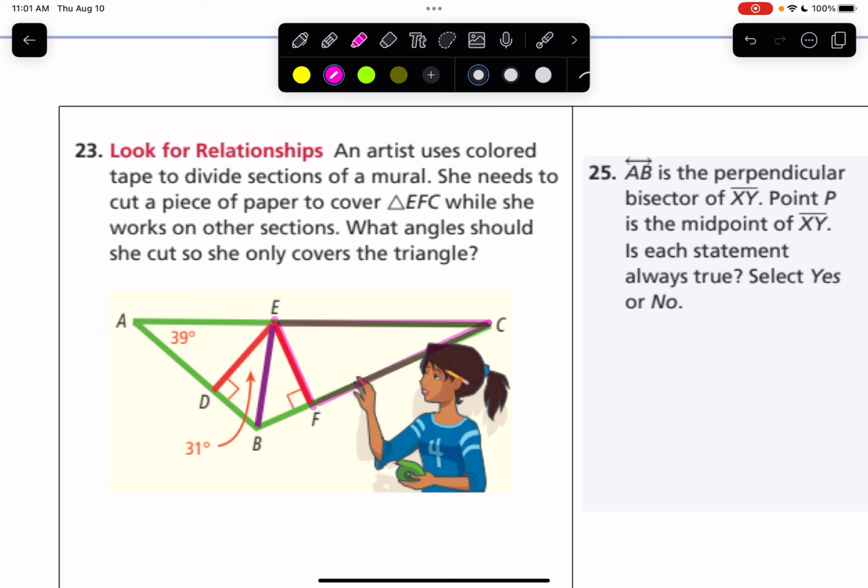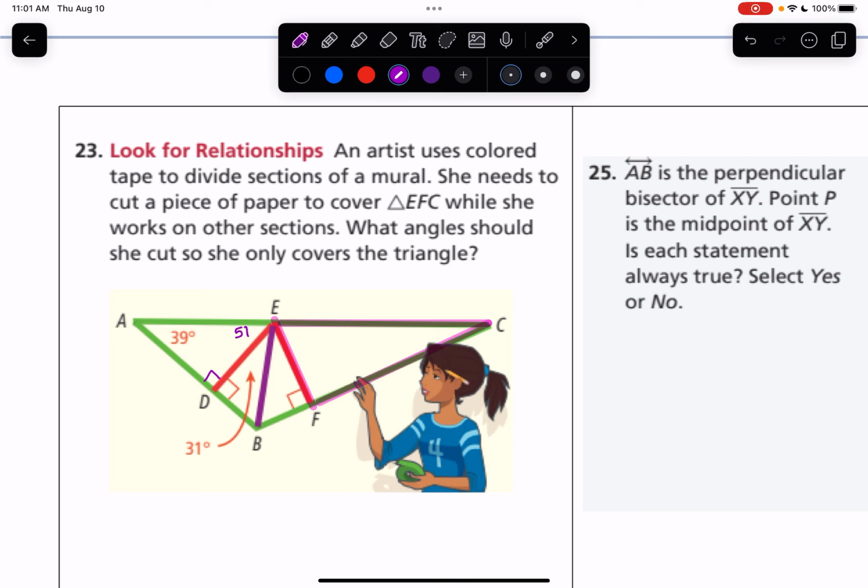Okay, so let's see. What do we know about here? We've got this 39, and we've got this right angle, which means I have another right angle here. I'm doing this problem in real time, by the way, so if it's confusing, I'm very sorry. So this is going to be looking at angle E here, this angle right here. I have 180 minus 90 minus 39, which makes this a 51 degree angle.